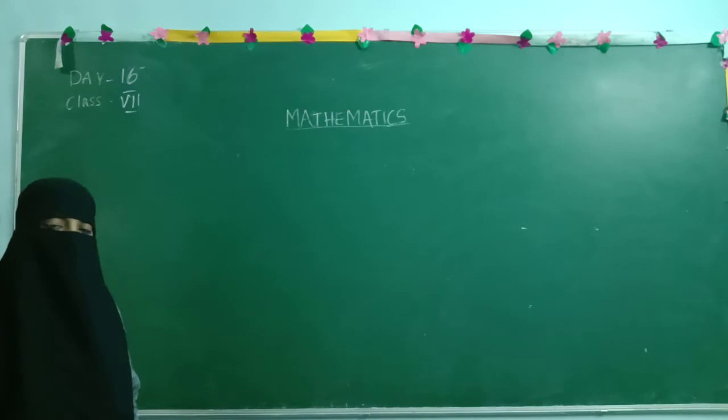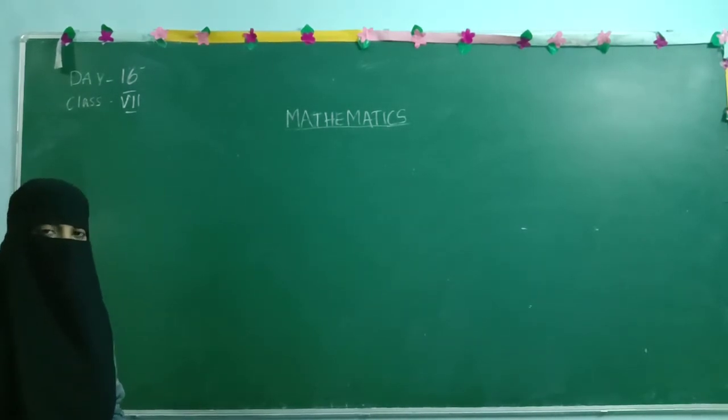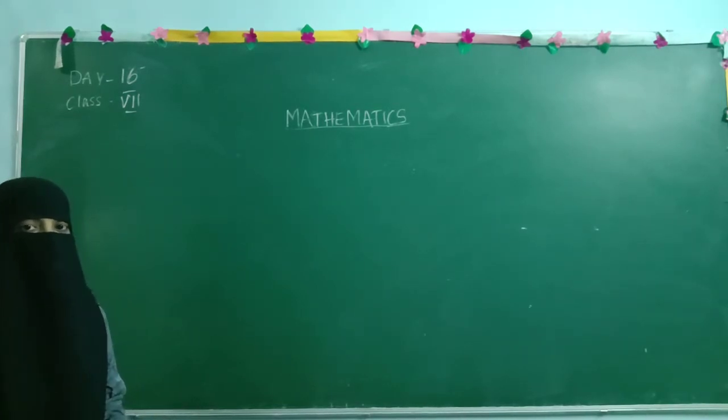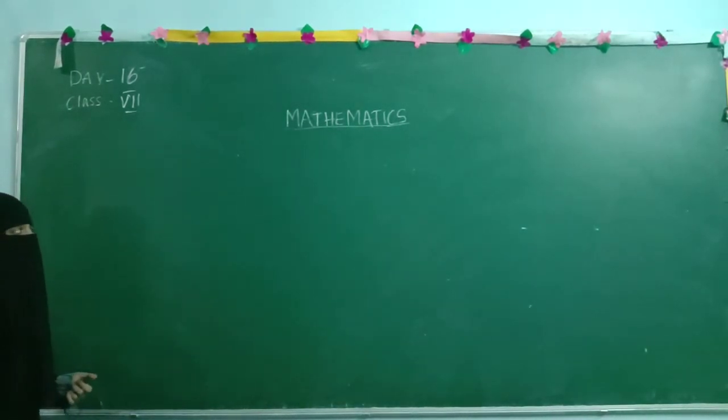In this video today we are going to study the commutative property of subtraction for integers. In the previous video we studied the commutative property of addition for integers, and we observed that all integers satisfy the commutative property under addition. Let's check whether they also satisfy it under subtraction.